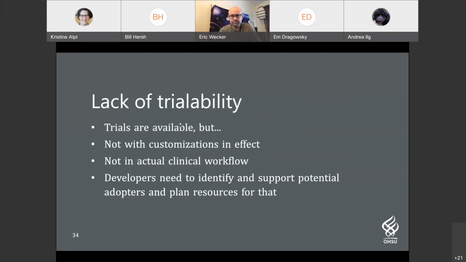So a way to address this barrier is for the developers of the software to identify their partners, and then they actually need to support them in their implementation of the software, and they need to make sure they have the resources to do that. So that's obviously a big ask, but without the ability to really see how these products work in practice, a lot of institutions are going to be hesitant to put the resources towards implementing them.